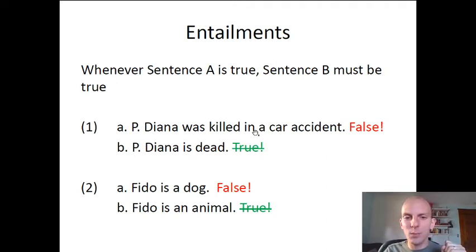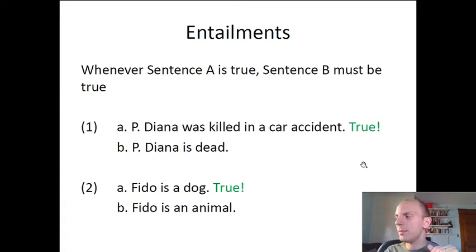If Princess Diana was in fact not killed in a car accident, do we know whether she's dead or alive? No, she could have died of old age, could have died in a different way, or she could still be alive, who knows? As soon as this becomes false, we just don't know. So it's a true relationship here, but when A is false, we just don't know. That's how entailments work. That's the relationship between these two sentences, A and B. If A is true, B is true. If A is false, well, we don't know.